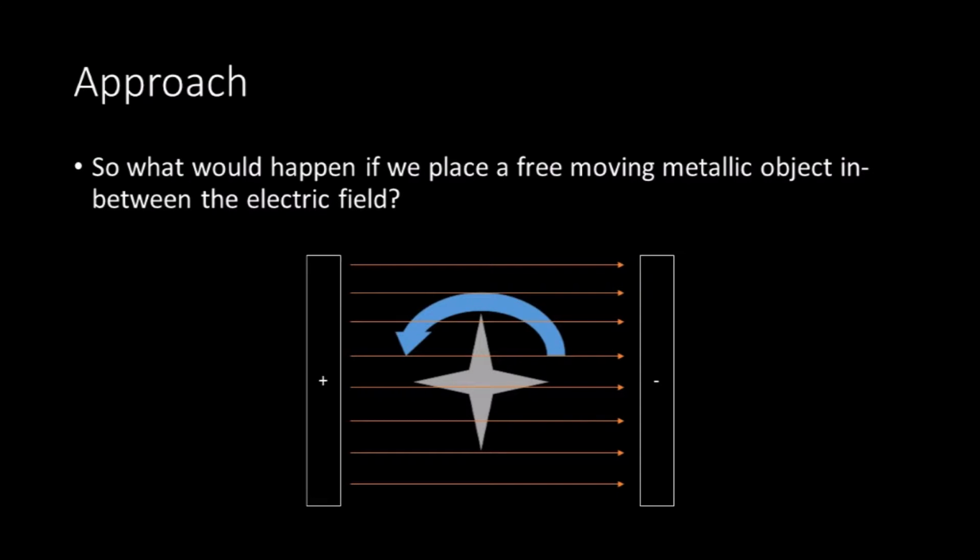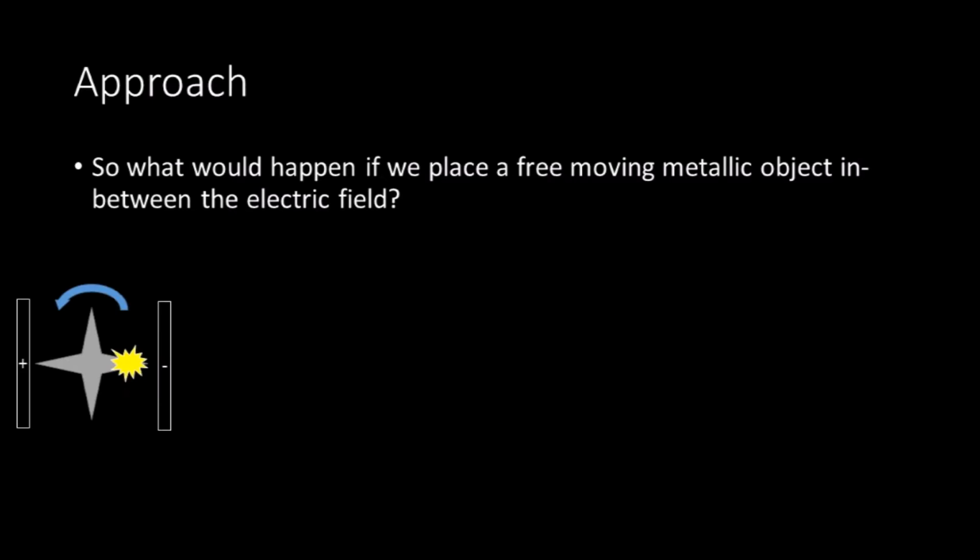So what would happen if we place a free-moving metallic object in between the electric field? Well, it would start rotating. Now let's go over why the free-moving object moves.